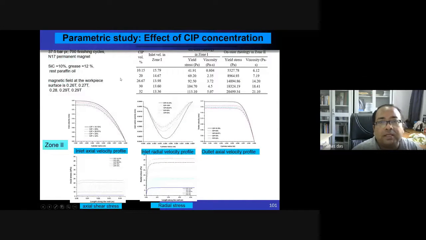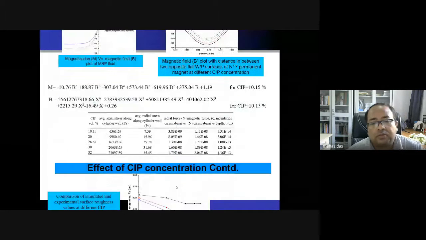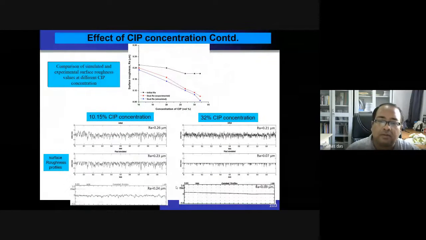After that we have done a parametric study for different CIP particle concentrations. These are the inlet axial plots. This is for zone 1, and this is for zone 2, and this is the shear stress and this is the radial stress plot for zone 2. The effect of CIP concentration we have also done, and then we have done the surface finish modeling.